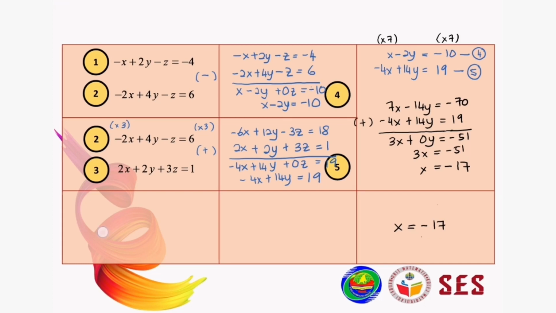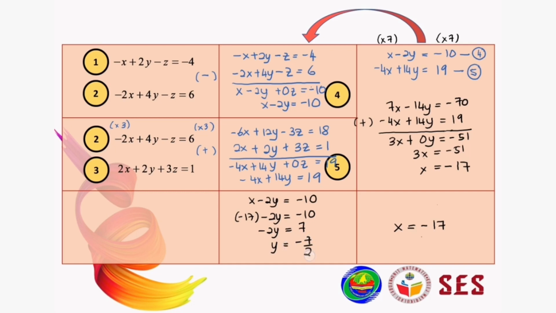Now, we move backwards to find the value of y. We can substitute the value of x that we obtained in either equation 4 or equation 5. Let us use equation number 4. We have x minus 2y equals to negative 10. We replace x by negative 17. And we have negative 2y equals to 7. And we have y equals to negative 7 over 2.